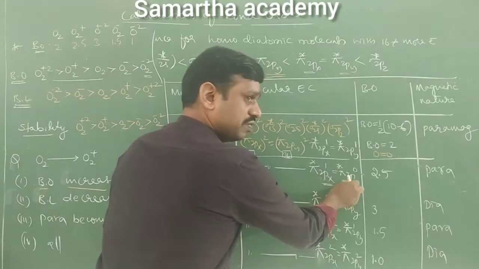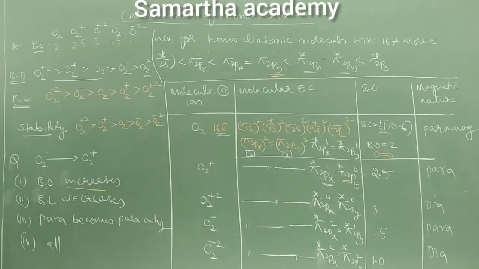Anti-bonding molecular orbital. Therefore, the loss of an electron from an anti-bonding molecular orbital increases bond order and increases stability. Right? That is the reason. So bond order increases. When bond order increases, bond length should decrease, because bond order and bond length are inversely proportional.